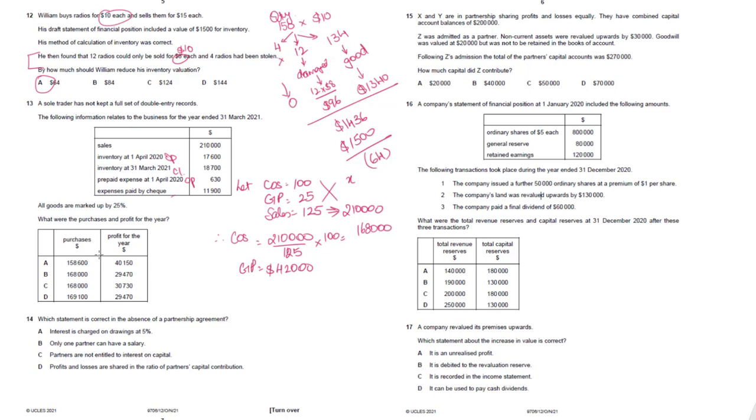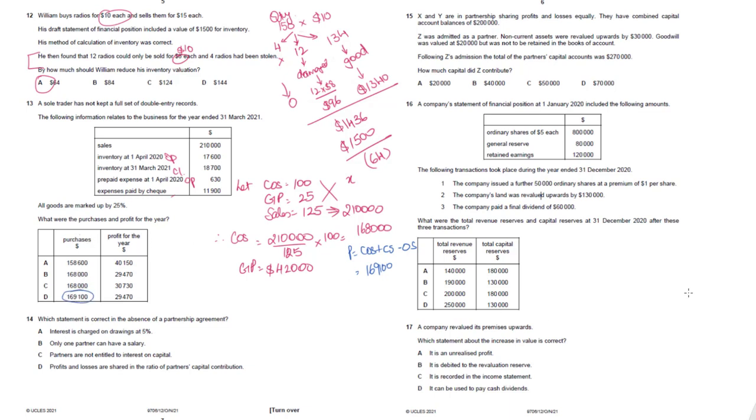But we need the purchases. Using the cost of sales, we can calculate the purchases because opening and closing inventory is given. So purchases will be equal to cost of sales plus closing inventory minus opening inventory. 168,000 plus 18,700 minus 17,600, 169,100. So our correct option should be D because purchases is 169,100 for option D.